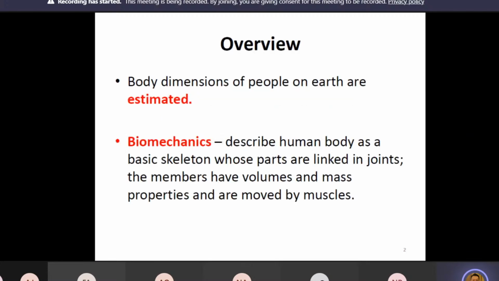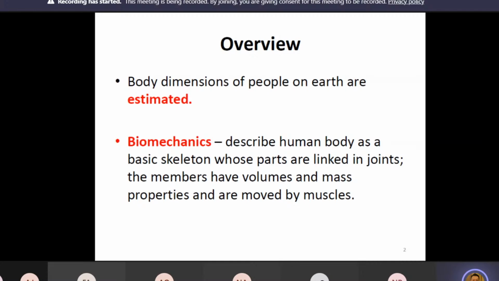So we are looking into the body dimensions, because human beings are different from one another. You yourself are different from your own left and right hands, left and right ears, left and right eyes, your legs and whatnot. So this is where we need to have body dimensions, or we call it human anthropometry.